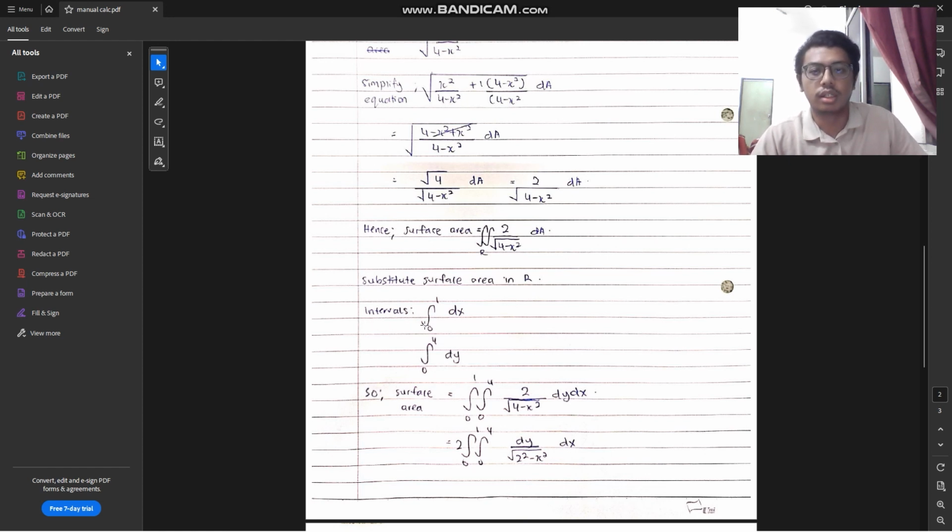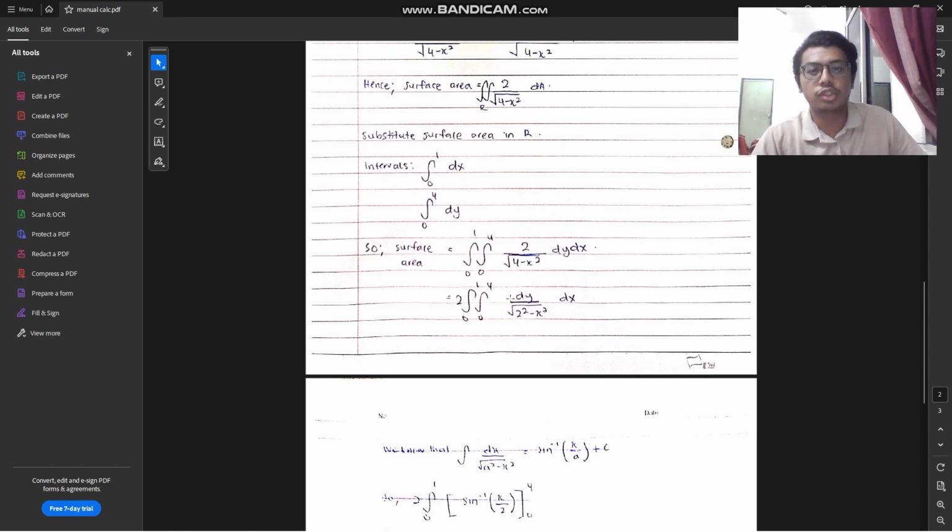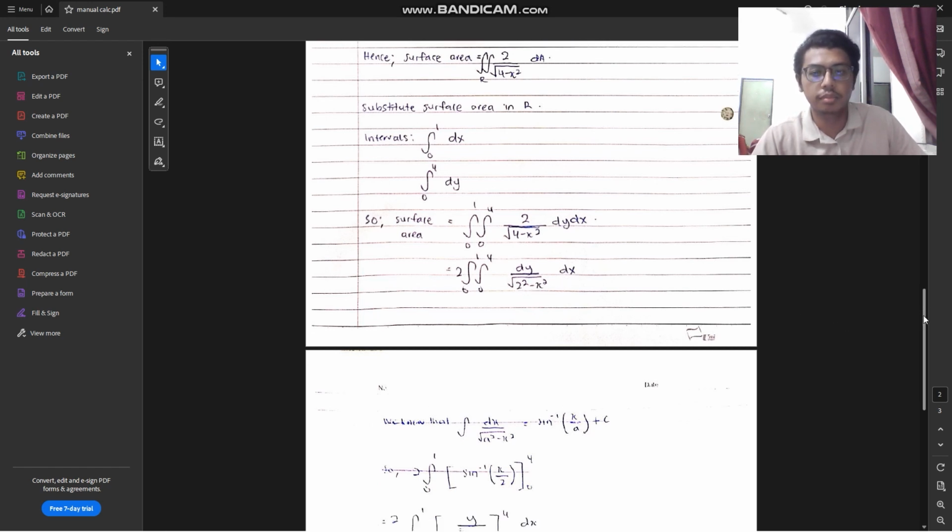Intervals, line integral from 0 until 1 in terms of dx, and line integral from 0 until 4 in terms of dy. So we substitute all the information into the surface area. We get double integral 0 until 4, 0 until 1, 2 over square root of 4 minus x squared dy dx. Next, we're going to bring 2 to the outside of the integral, and we get dy over square root of 4 minus x squared dx.